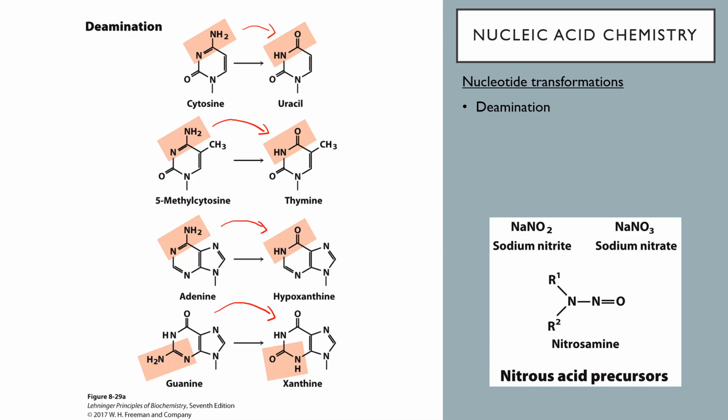And there are lots of things that can cause deamination. One common cause are these nitrous acid precursors. So things like sodium nitrate, nitrite, nitrosamines. These are all compounds that can lead to or increase the rate of deamination of DNA. So these can all be considered mutagens, compounds that in high concentrations can trigger deamination and therefore mutations.